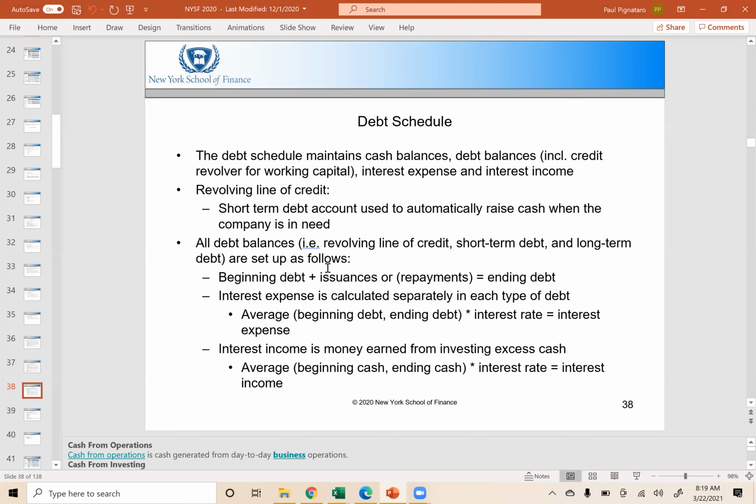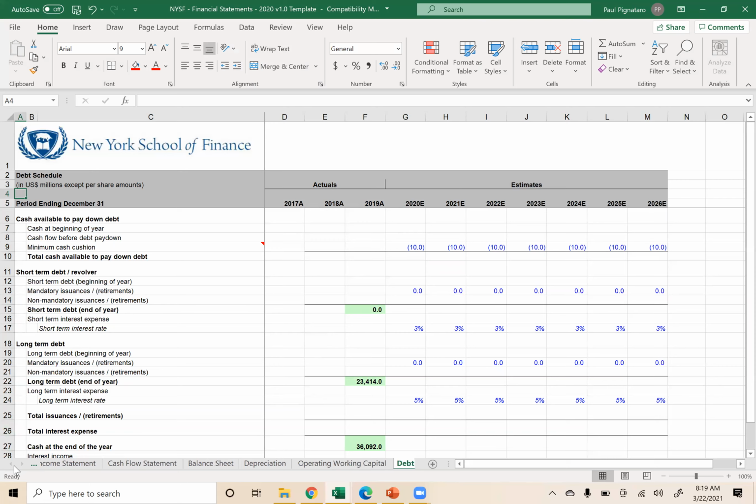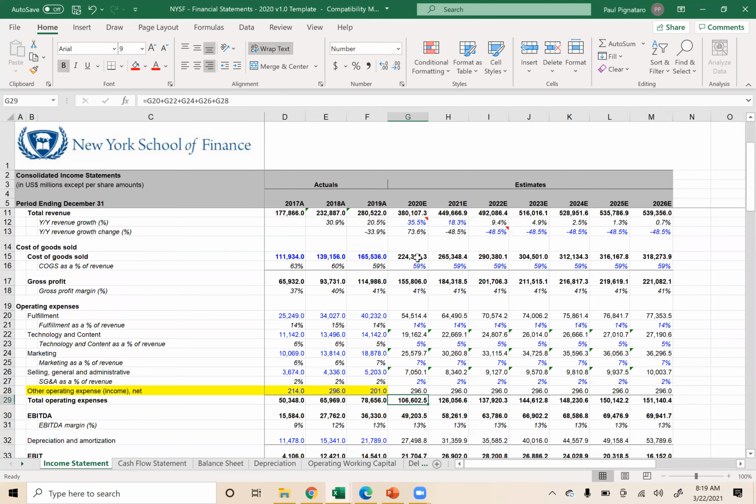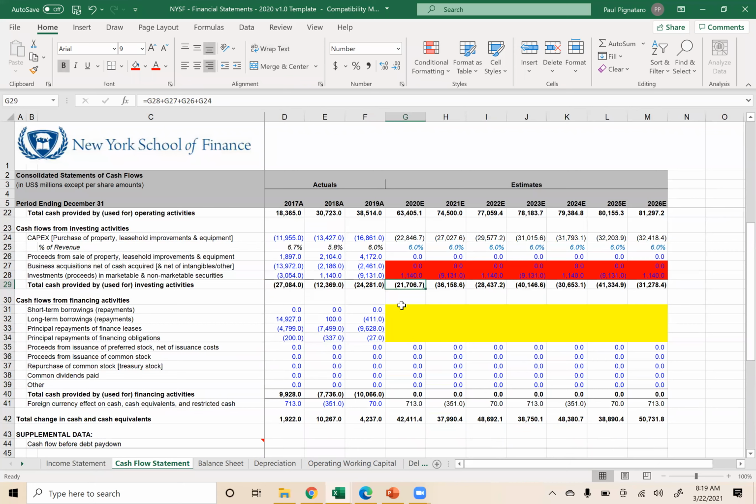If you remember, the final missing pieces in our other statements, we do still have some missing pieces: interest expense, interest income. Where are we? Here we are, interest expense, interest income. And our cash flow statement, short-term debts, long-term debts, principal repayments, finance leases, finance lease obligations. These are missing pieces. The debt schedule is designed to handle that.